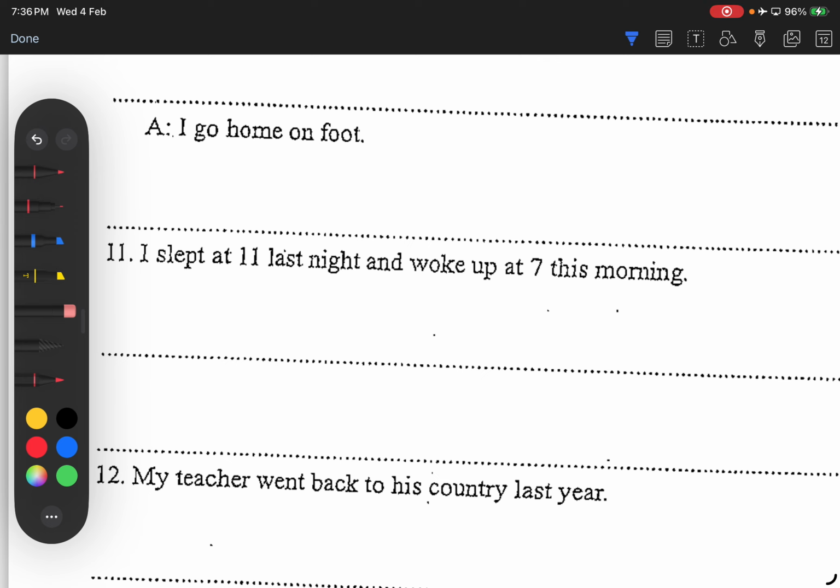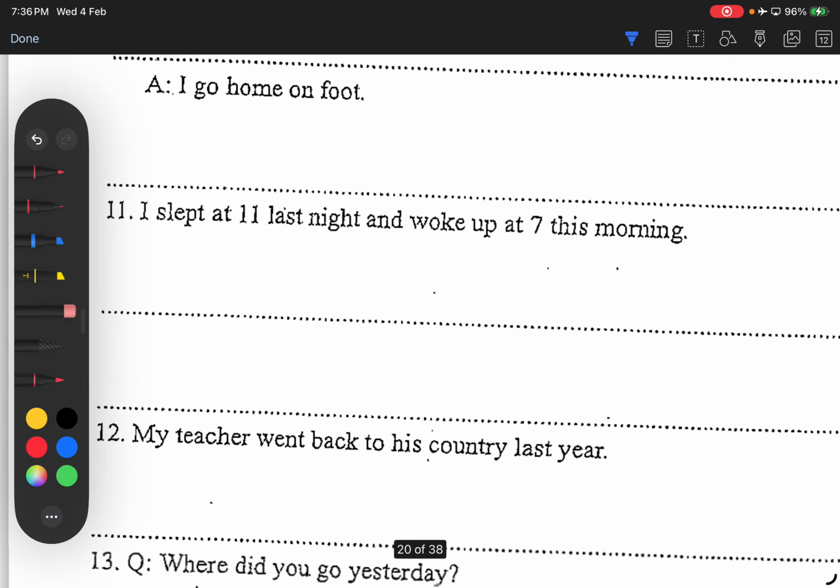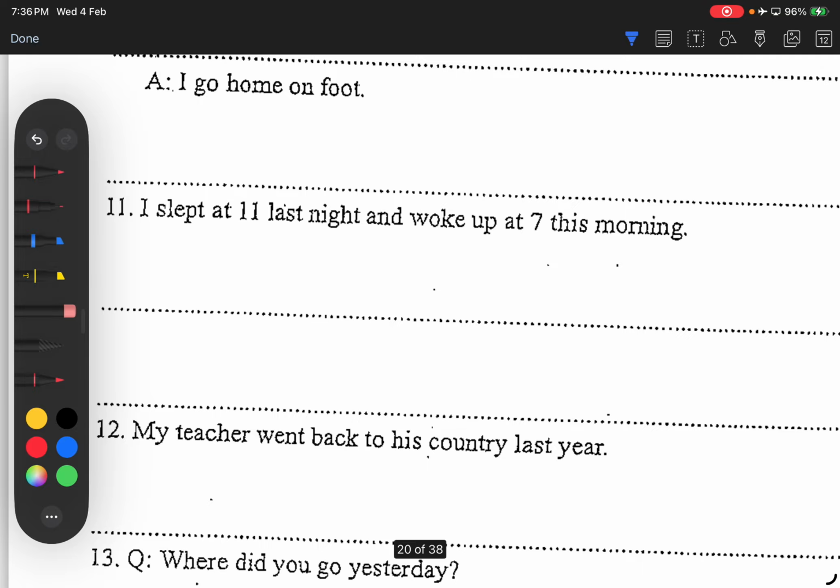Immediately after your subject, watashi wa, you must talk about the time already. The time, you don't put it anywhere else. You put it immediately after the subject. Everybody okay? I repeat the answer again. 私は昨日の晩11時に寝ました。Then close the sentence. そして今朝7時に起きました。Okay?